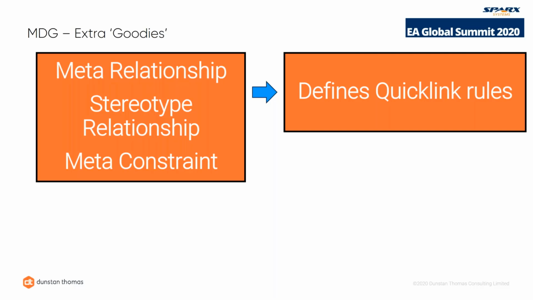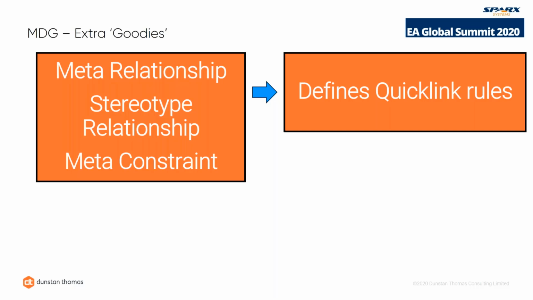And it uses a series of relationships called meta relationships, stereotype relationship, and a meta constraint. We'll go through the difference in a little while, but briefly, a meta relationship allows you to relate rules that are for existing relationships, like a UML association, UML generalization. A stereotype relationship allows you to define Quicklink rules of your own relationship stereotypes. I always use my own relationship stereotypes. I never use the built-in ones. I will justify that for you in just a little while.